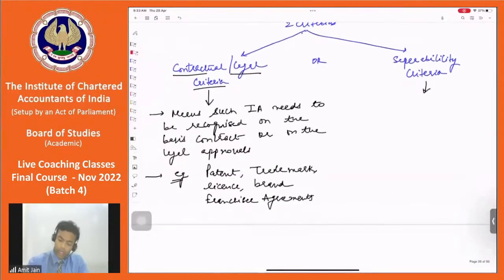What is the separability criterion? It means the intangible asset is capable of being separated from the acquiree.